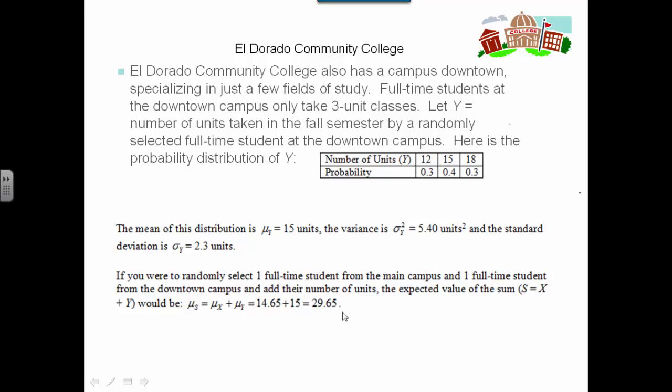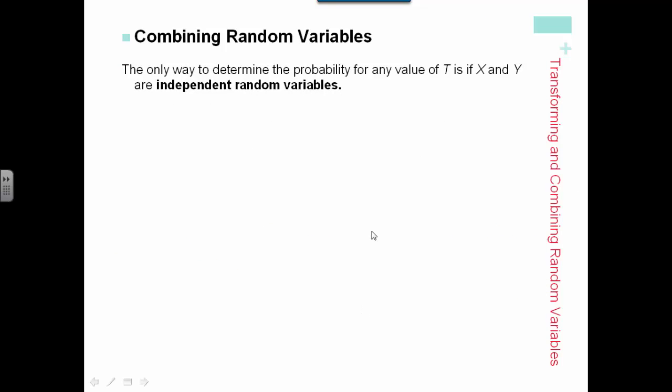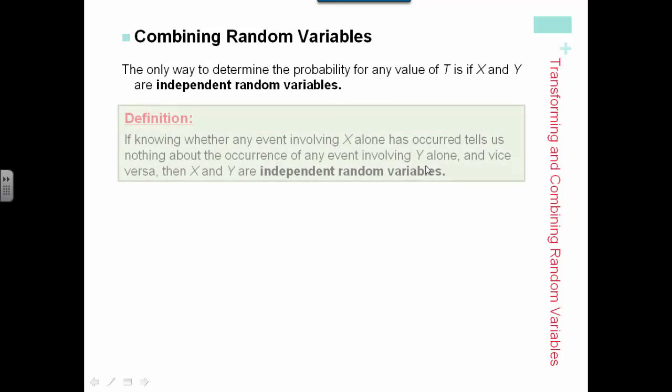If you were to randomly select one full-time student from the main campus and one full-time student from downtown and add the number of units, the expected value would be 14.65 plus 15 from our previous example, so 29.65. The only way to determine the probability of t is if x and y are independent random variables.